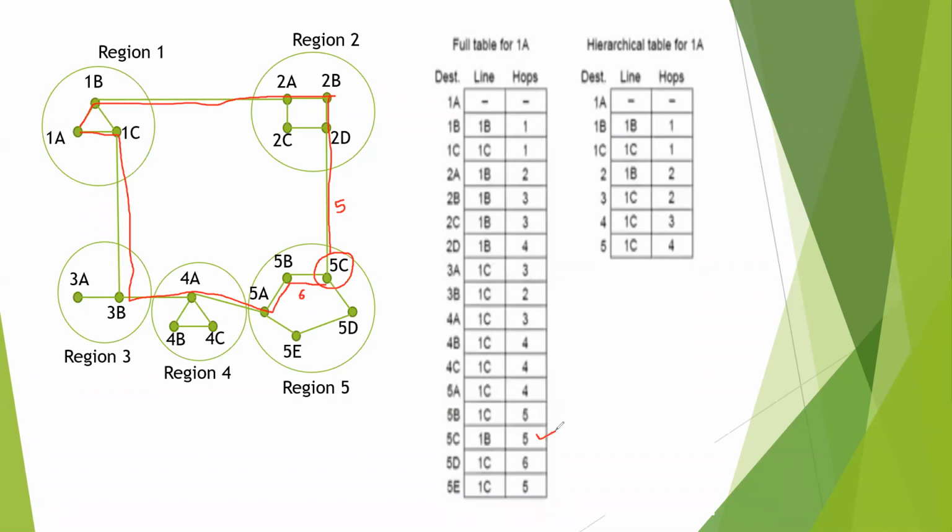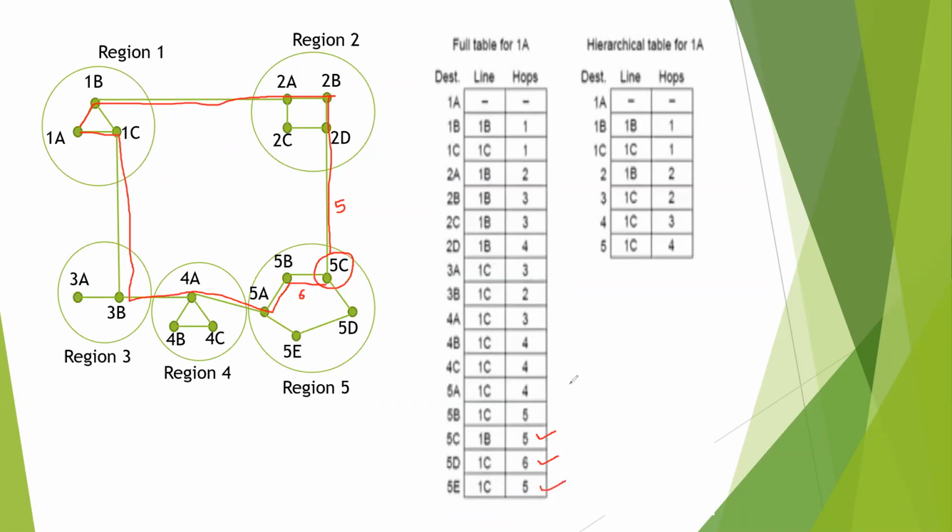Now to reach 5d, it will be using 1c, because here it takes 6 distance, and here also it will take 6 distance, either of one. So 1c. Similarly, to reach 5e, the best path is through 1c itself. If I come from here, through 1c, it will take 5 hops.